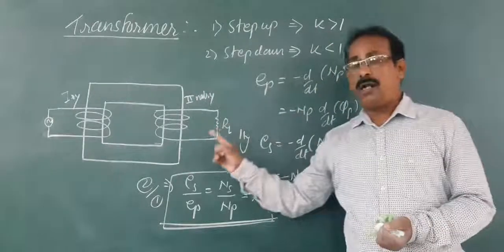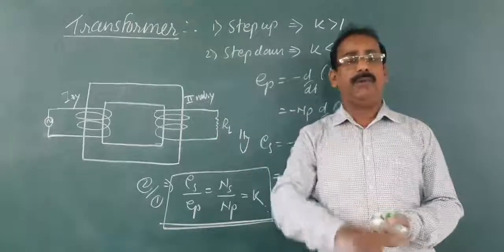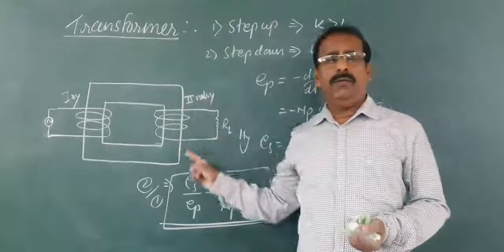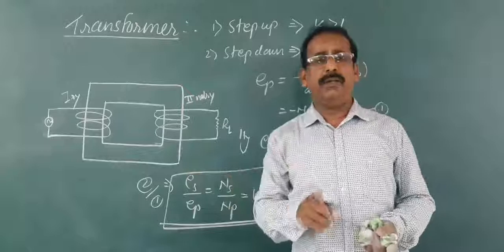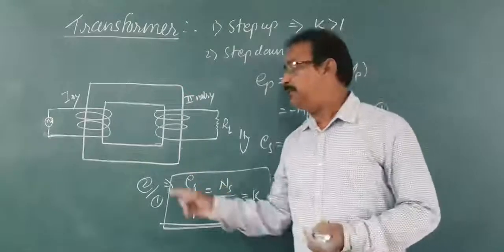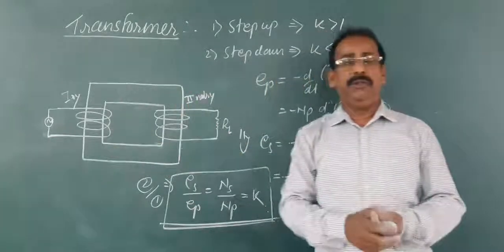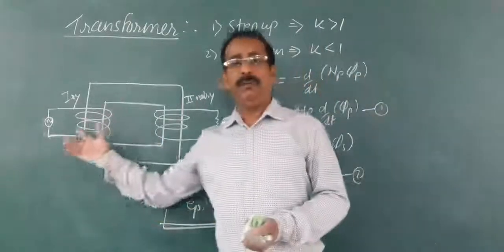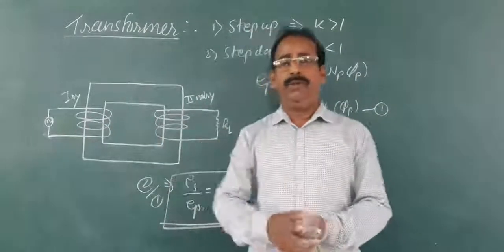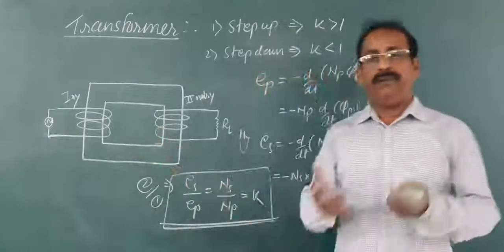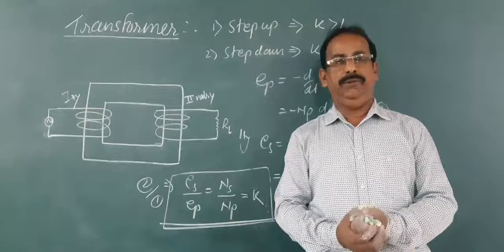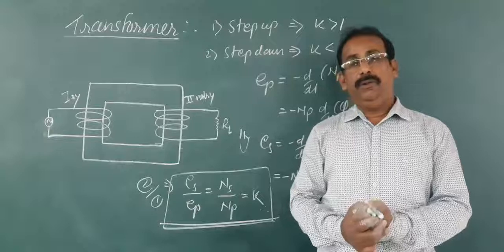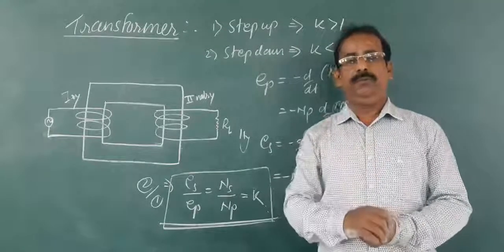If this transformer is a step-up transformer, the EMF induced across the secondary coil will be greater than the EMF induced in the primary coil. Means on the input side there will be low AC voltage, while on the output side there will be high AC voltage. This is in a step-up transformer.